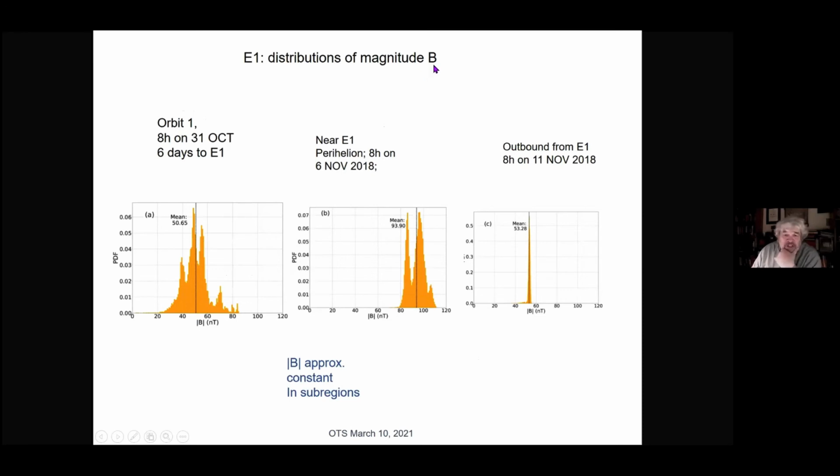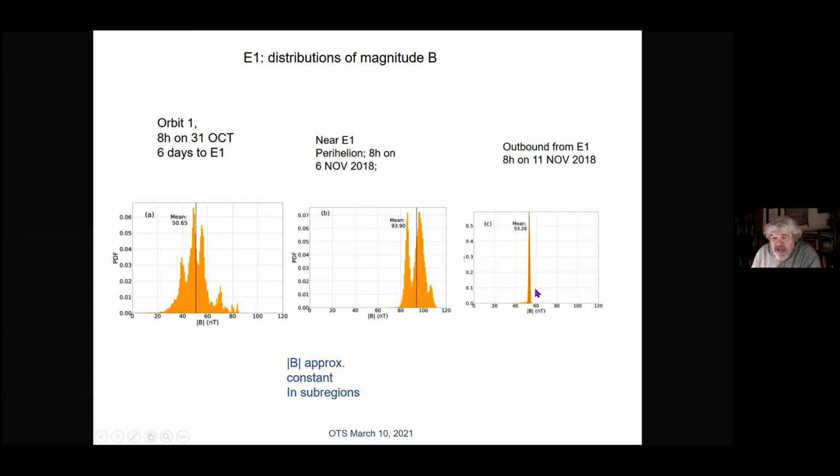You can also look at the distributions of the magnitude of the magnetic field. And once again, on the way into the first encounter, at perihelion, and on the way out. Again, on the way in, you see that this is compartmentalization. It's almost as if you've encountered several different magnetic flux tubes, and they have different strengths. Similarly, you're seeing that at perihelion. You don't have the same problem with the magnetic field instrument that you have with the velocity field instrument. So this is probably very accurate here.